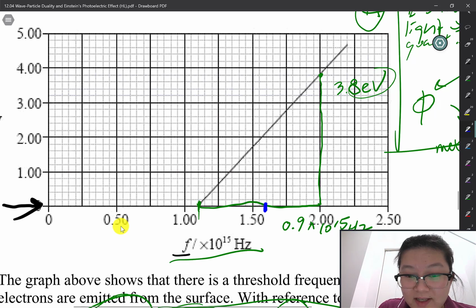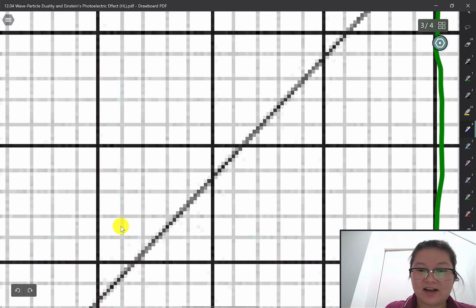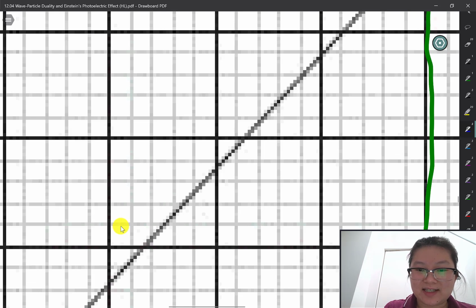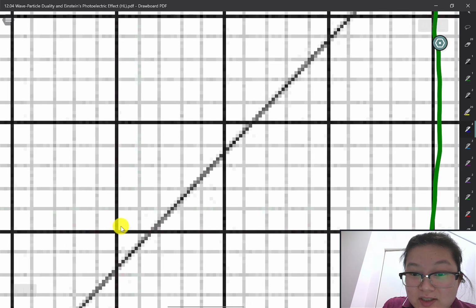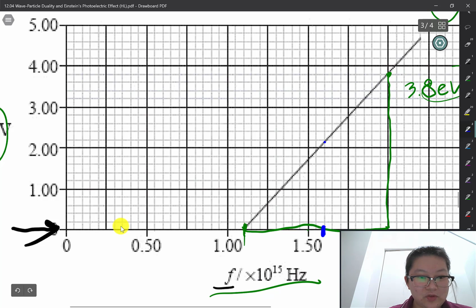So 1.6 is about right there, and it touches the graph at about here. And unfortunately, it doesn't show very well exactly where this is going to be. So you're going to make a rough estimate of exactly where this line intersects this grid here. So it looks like it's right about there. It's a bit shy of 2.2 electron volts. So probably about 2.17. Or 2.15 probably is fine. Okay, let's just go with 2.15.